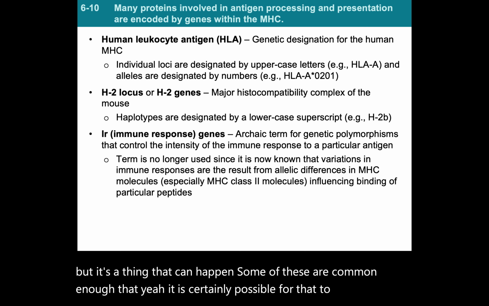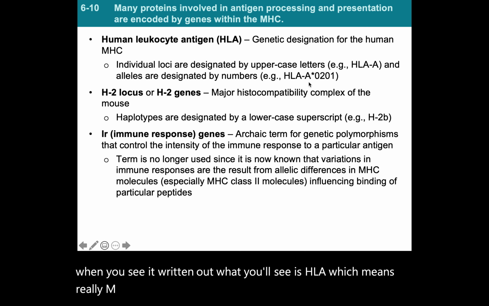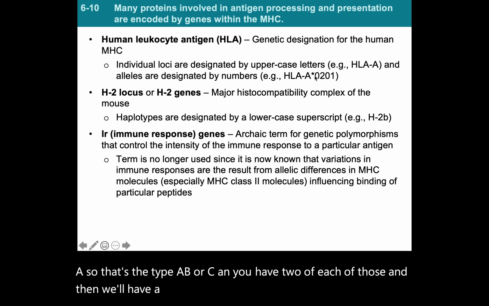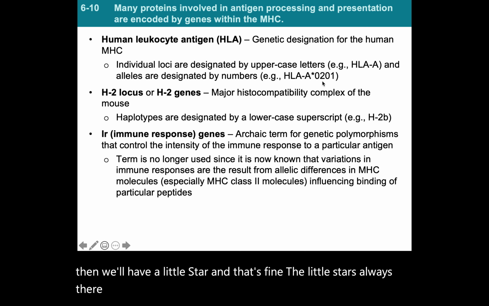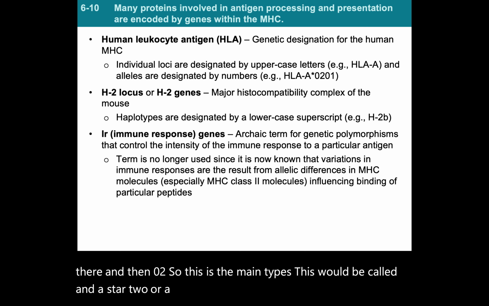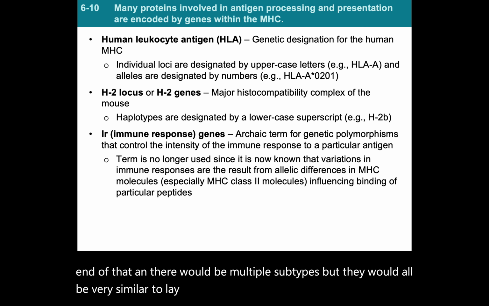So when you see it written out, what you'll see is HLA, which means really MHC. A, so that's the type, A, B, or C. And you have 2 of each of those. And then it'll have a little star, and that's fine. The little star is always there. And then O2. So this is the main types. This would be called an A star O2 or A2 type. And then the O1 is a subtype on the end of that. And there would be multiple subtypes, but they would all be very similar to HLA-A star O2. That's the idea.